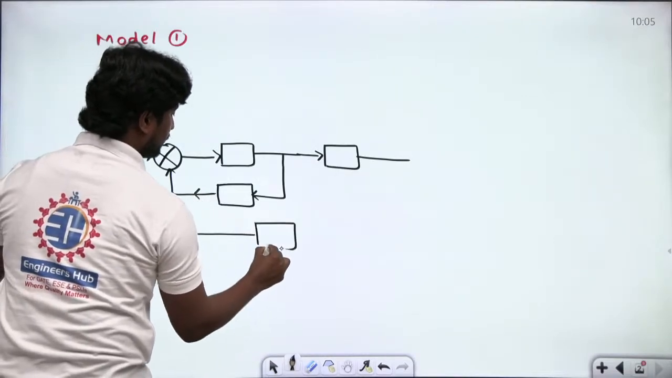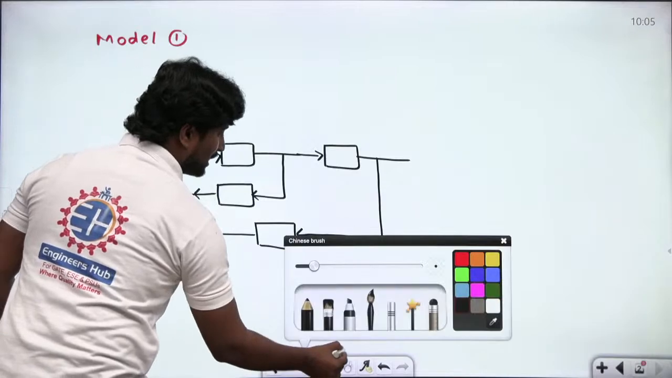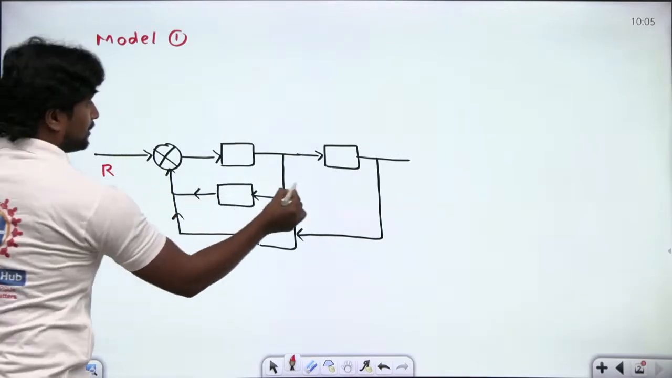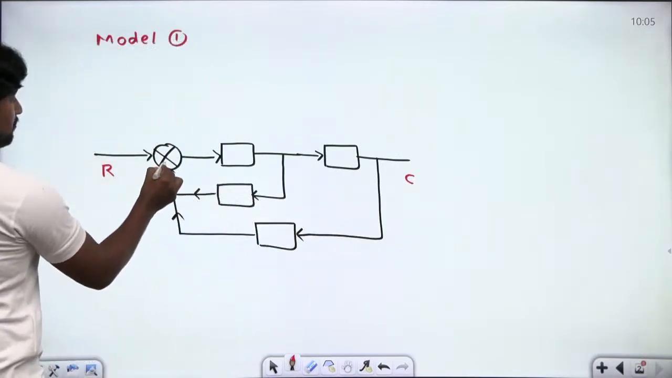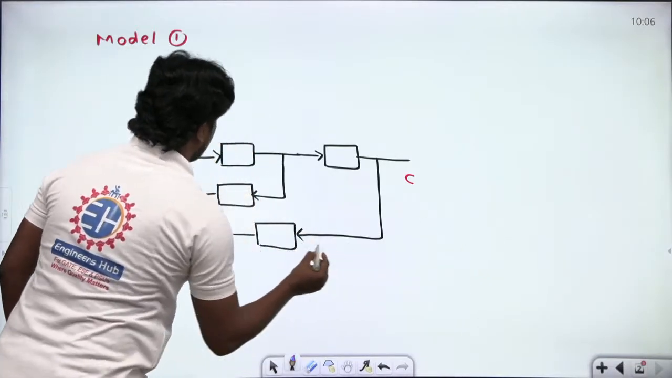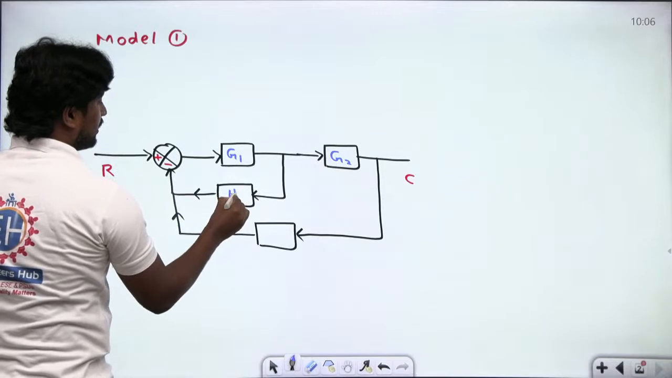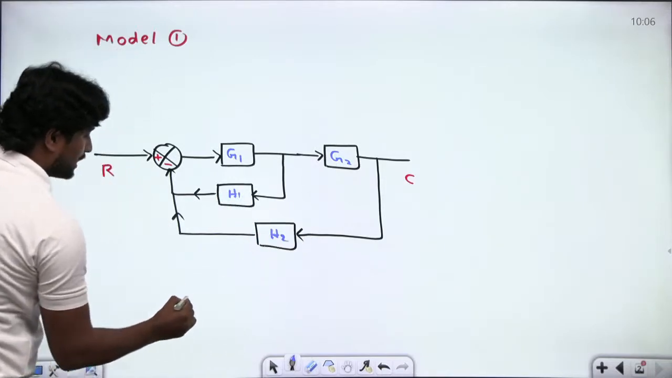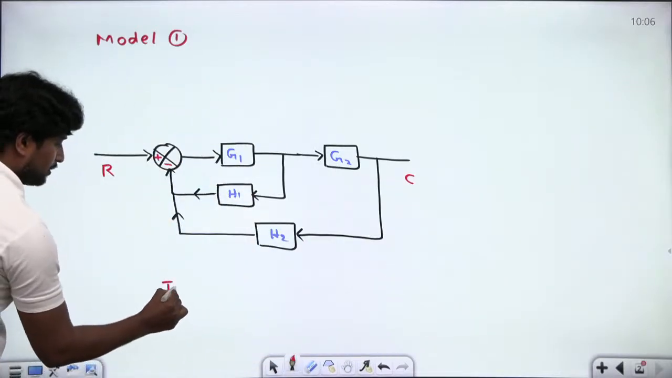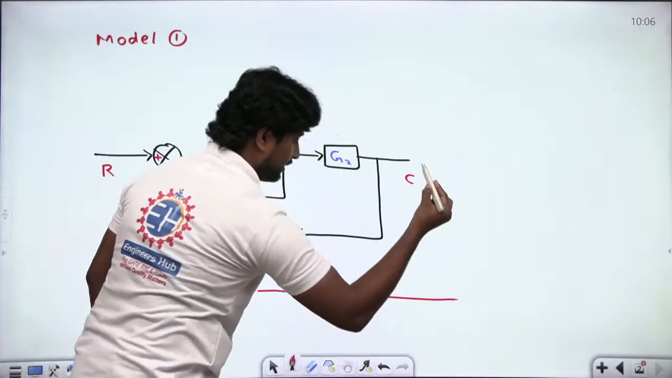Guys, carefully observe. If you understand these four models properly, whatever the question, you should feel it's very, very easy. So as usual, input is R, and as usual, output is C, and it's a minus and a plus. And it's G1, G2, H1 and H2. So how to get the transfer function C by R? In model number one, how to chase it, I would like to introduce.